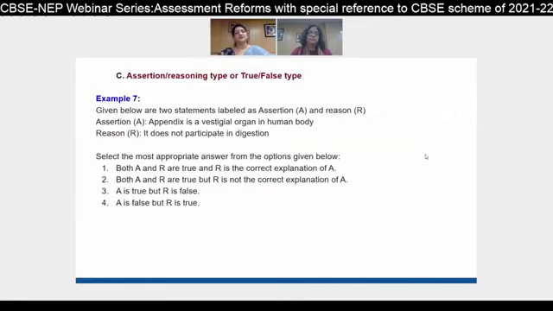Next question, please. We are also talking about assertion reasoning questions. So this has been included in sciences in the earlier years, but probably just maybe a few of these questions would be there for other subjects also.